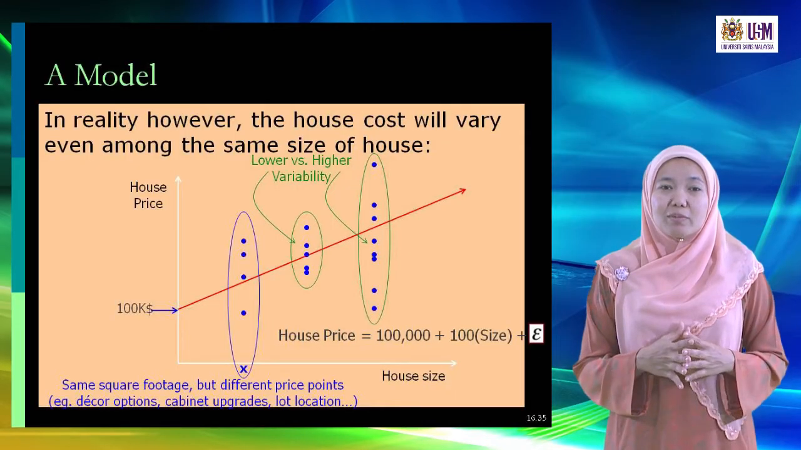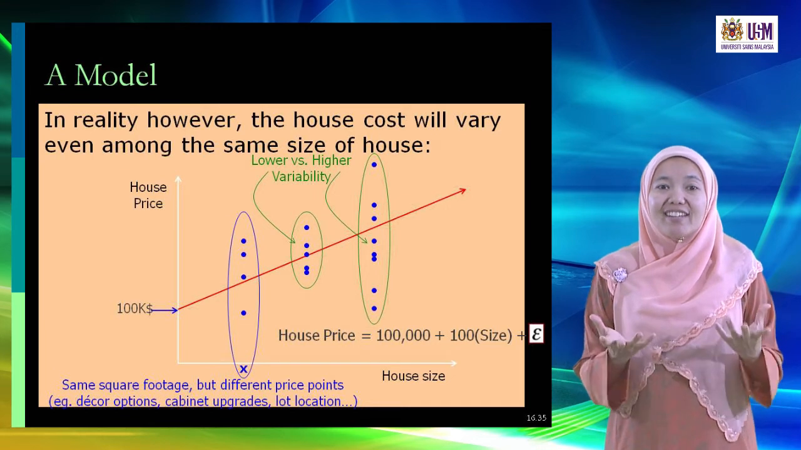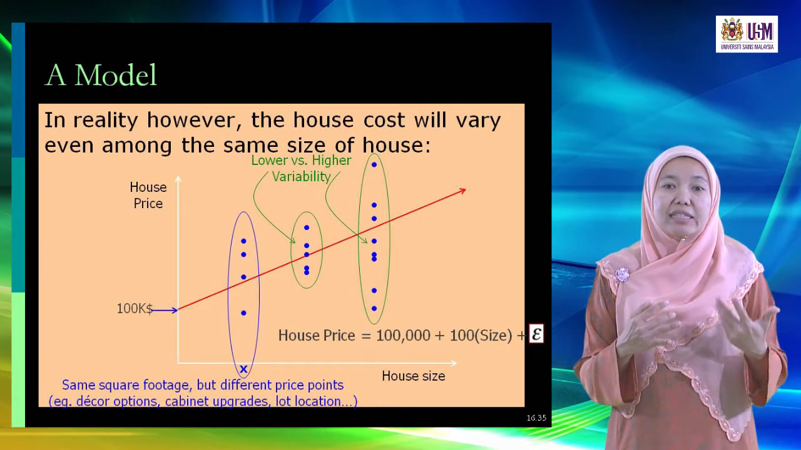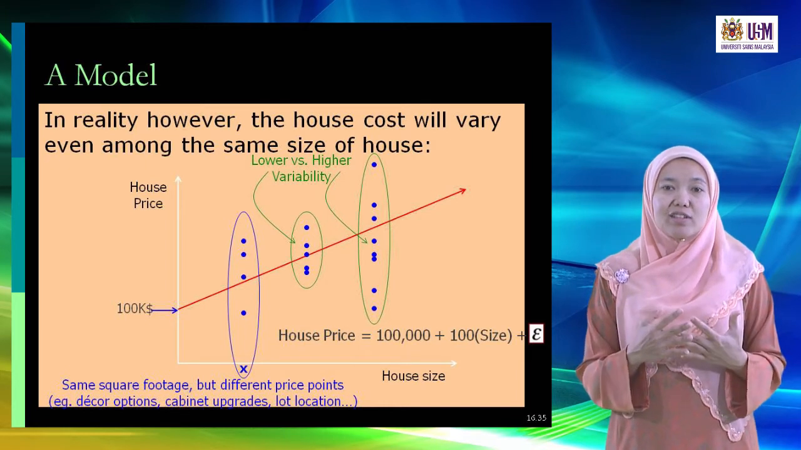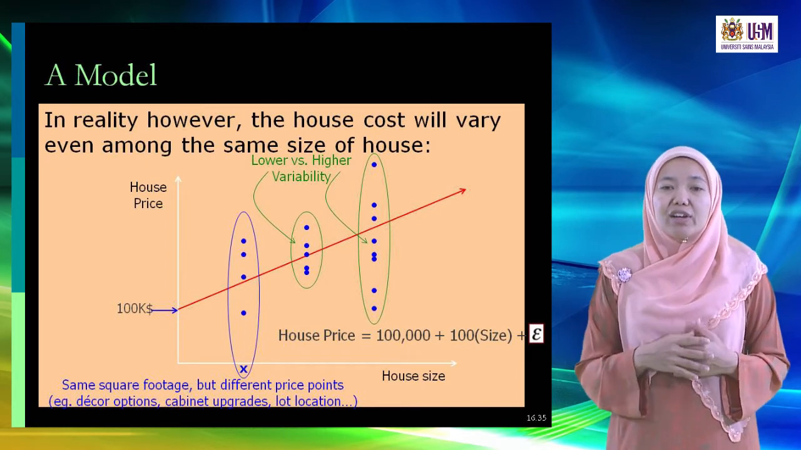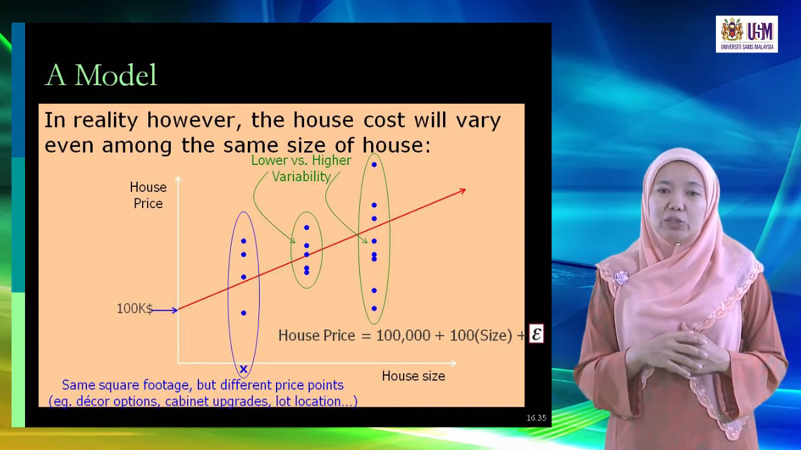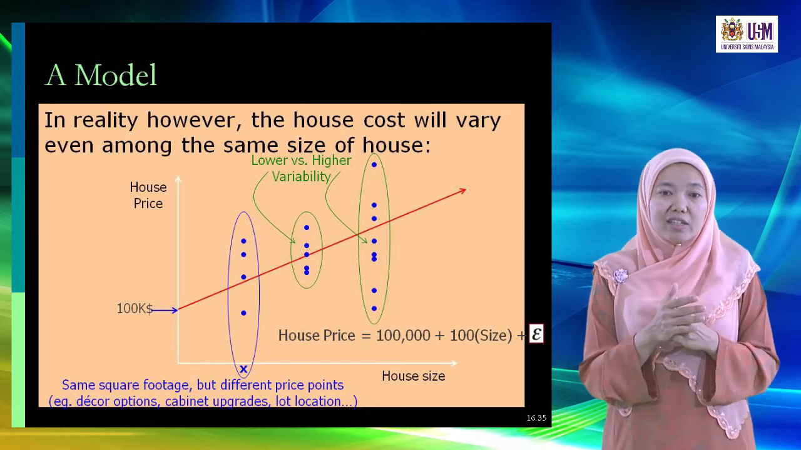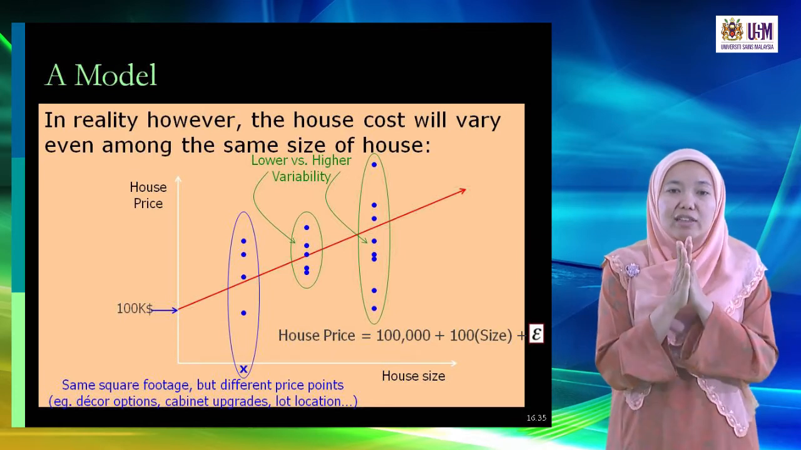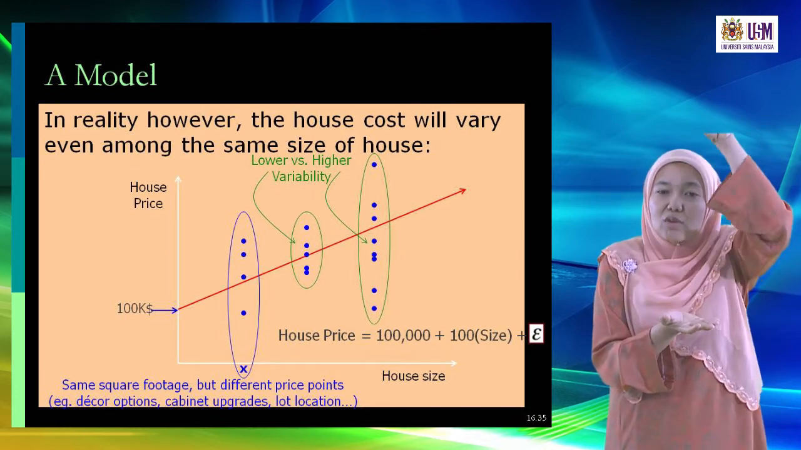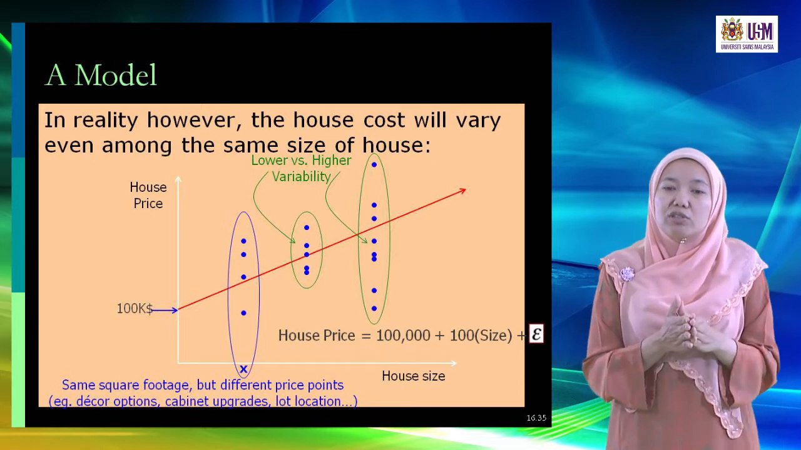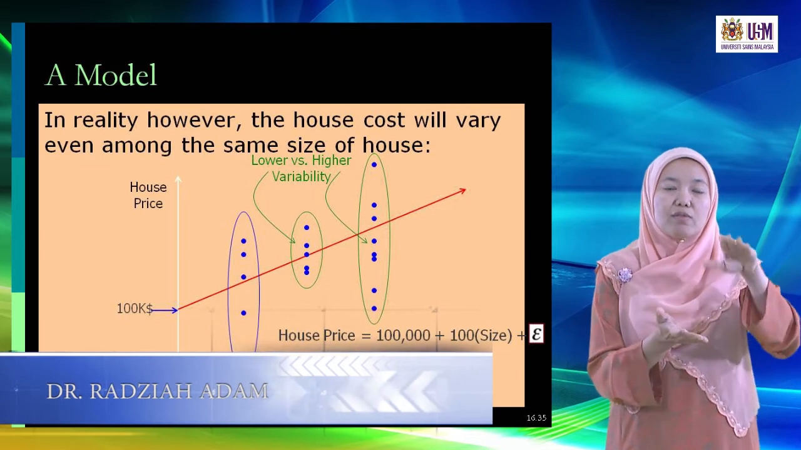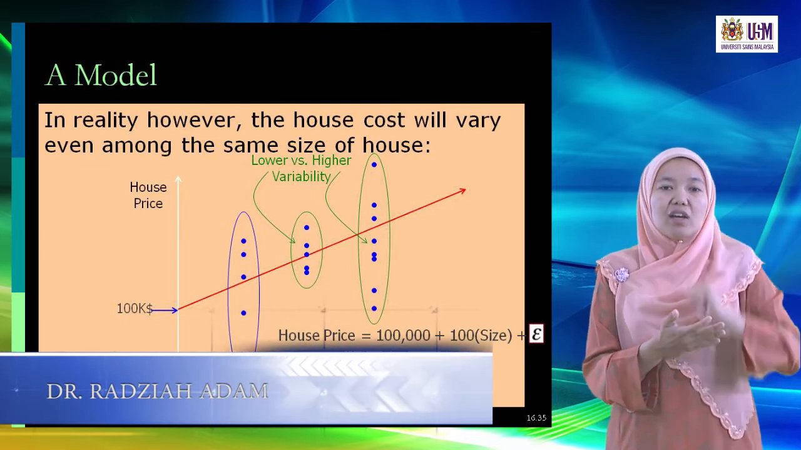We are still discussing the model just now. In reality, however, the house cost will vary even among houses of the same size. On the graph, there are different dots in blue. It shows different houses, maybe with the same size. For example, on the left hand side, you have the blue dots in one straight vertical line, so it shows that the houses are of the same size, but the price is different. You have the one a bit lower, the one a bit higher.